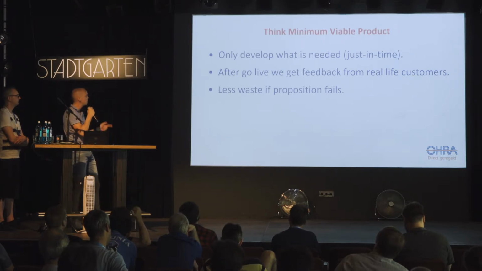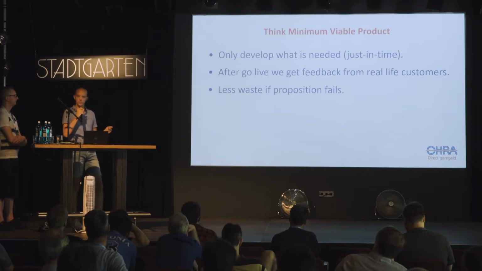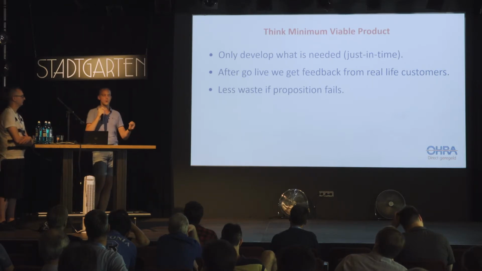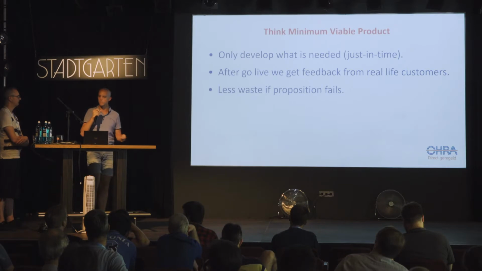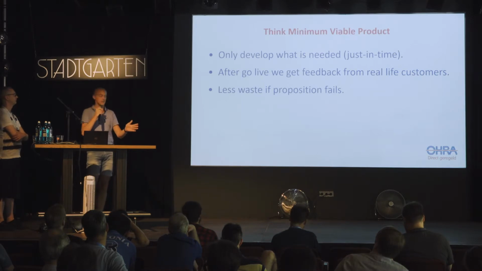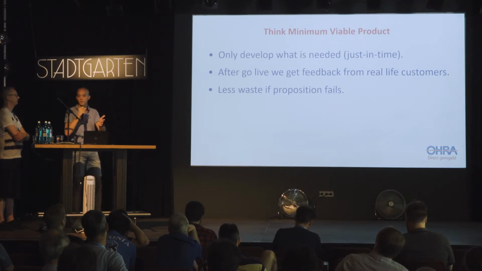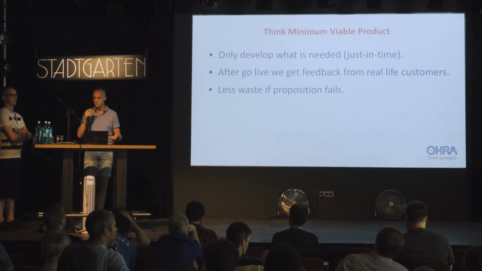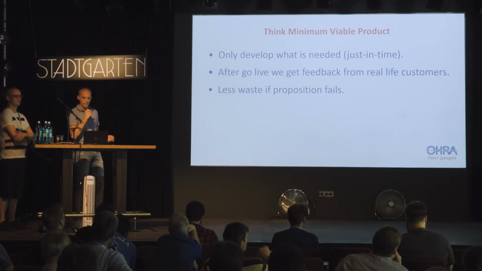So the minimal viable product, the idea is that you only build what you actually need to go live. And features or properties you don't need right at that moment, you postpone, and you build them later if you need to. So this has really brought us a lot.